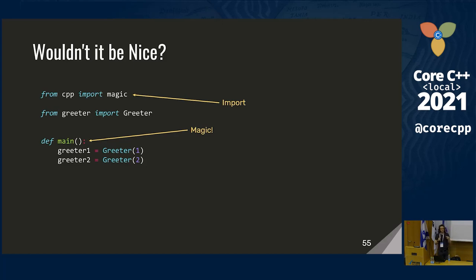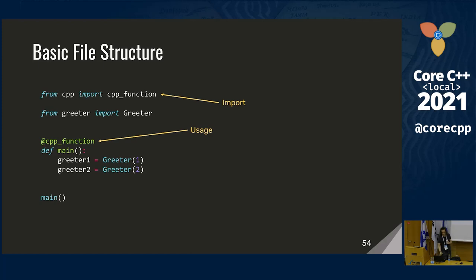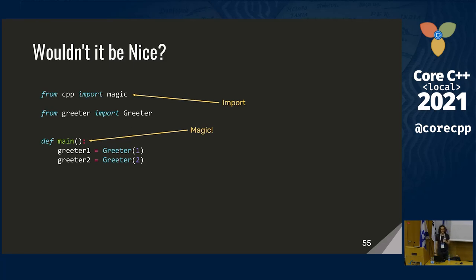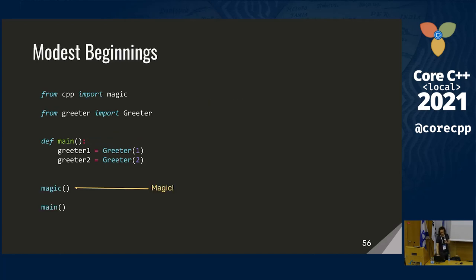Now, wouldn't it be nice if instead of using all the code that we saw before, where we import and then still need to decorate our main function and only then call it, we could just import magic from C++ and have everything happen magically? Well, this is what we're going to do now. But let's start.